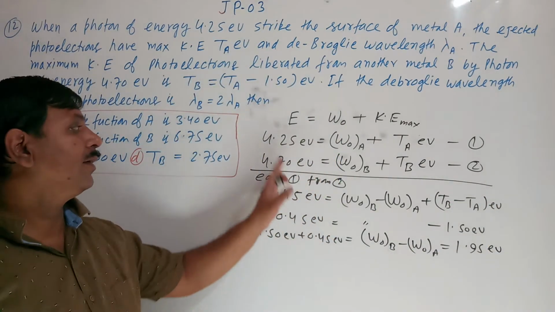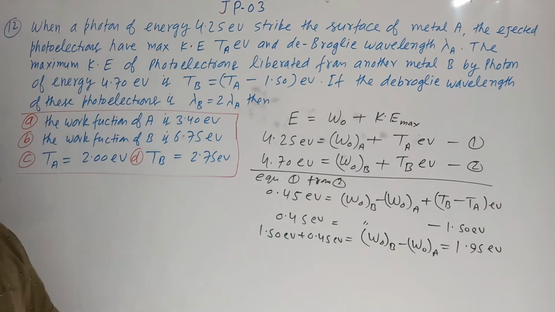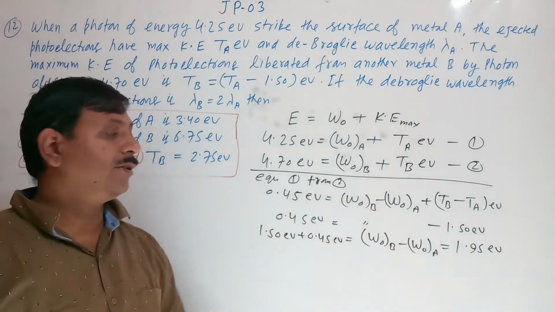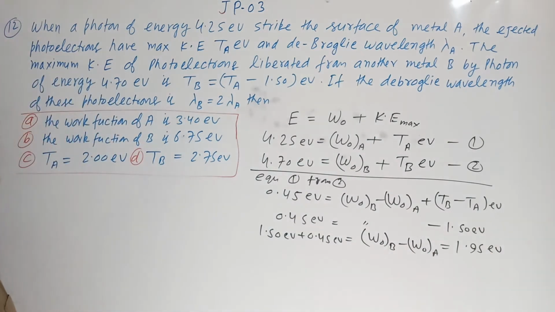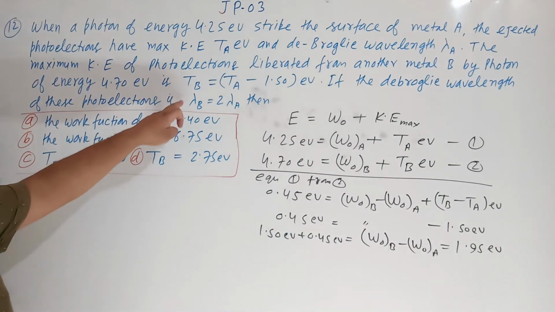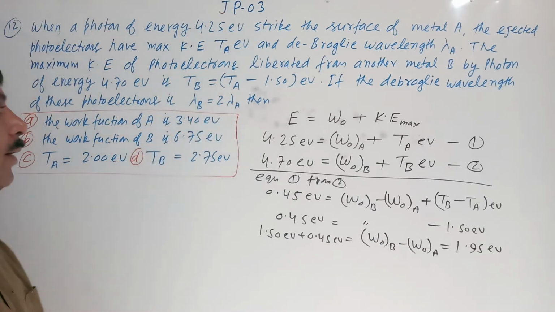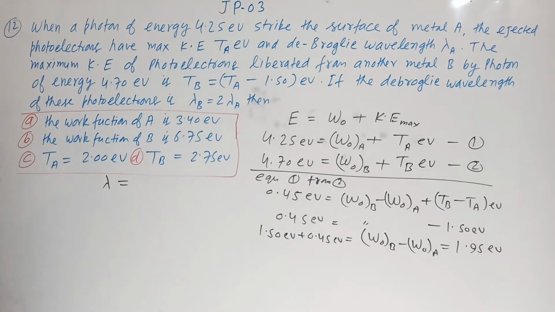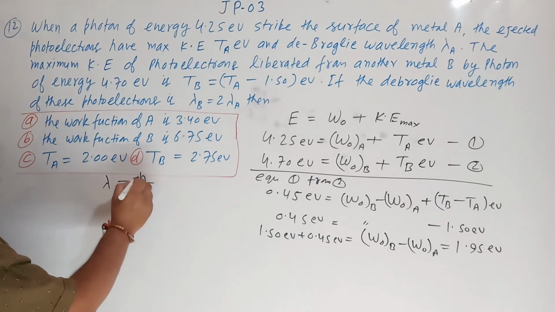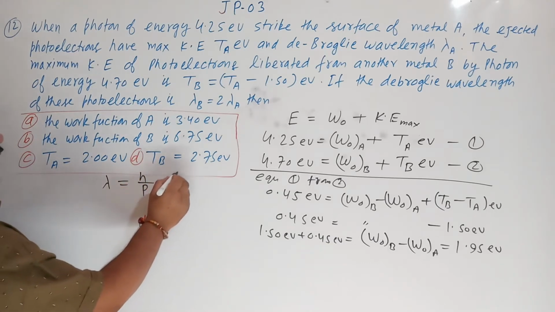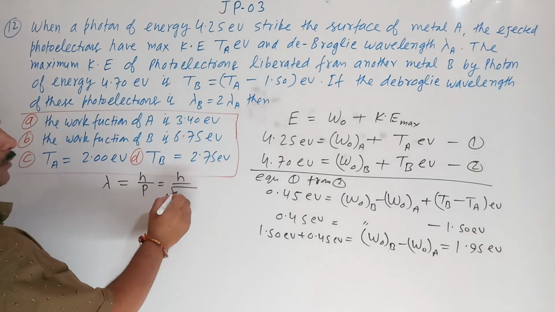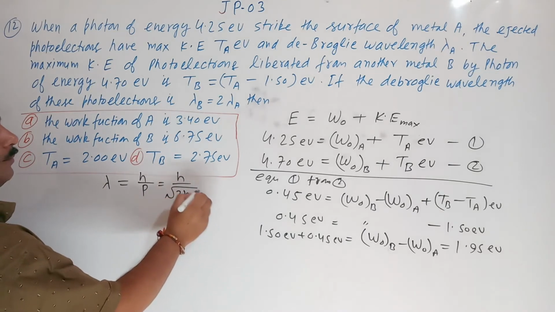1.95 eV. This will be the difference of work function W naught B minus W naught A. One thing, they have given a relation, lambda B is equal to 2 lambda A. So what do we know? Lambda is equal to the de Broglie wavelength, h upon p, or h upon momentum; in terms of kinetic energy, it comes under root 2 m K.